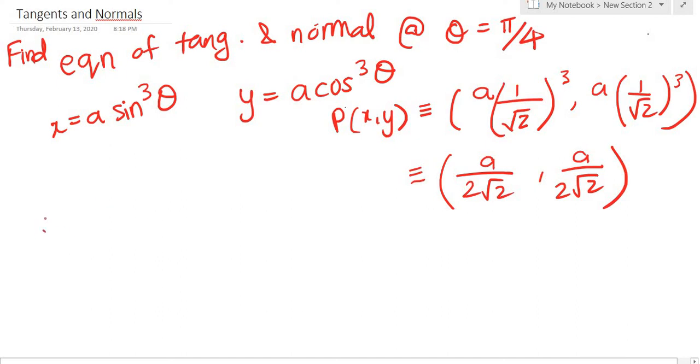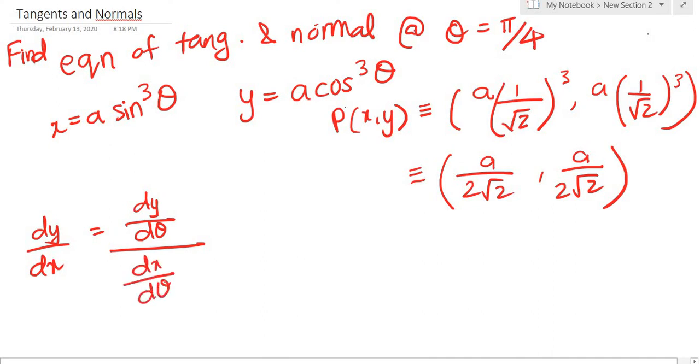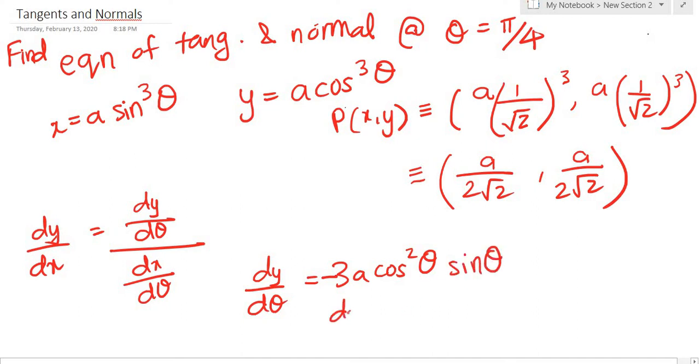Now you want to differentiate. You want to find the dy over dx. But we have everything in theta. So what we're going to do is differentiate y with respect to theta, x with respect to theta, and divide them like this. Okay, let me do that separately for now. So dy over d theta is 3a cos squared theta. Because of the chain rule, you have a negative sine theta. The derivative of cos theta is minus sine theta. And dx over d theta is, sorry, it's 3a sine squared theta cosine of theta.